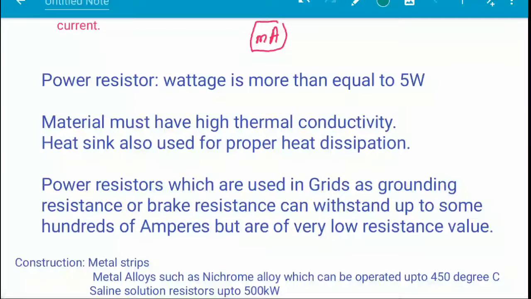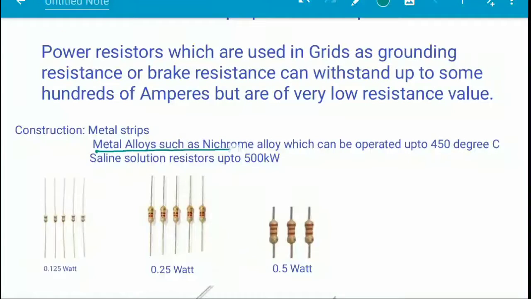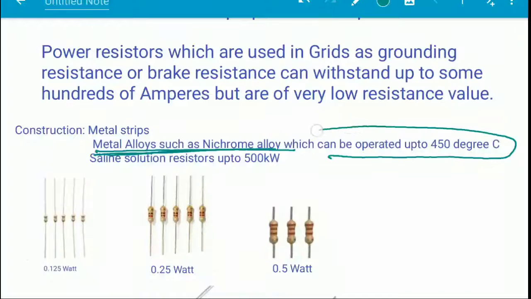And the material must have high thermal conductivity for power resistors. What are the materials used? Generally metal alloys such as nichrome alloy, which can be operated up to 450 degree centigrade. I have told that some operations need to be operated at high temperatures like this, in case of a furnace or any arc furnace or just like that.